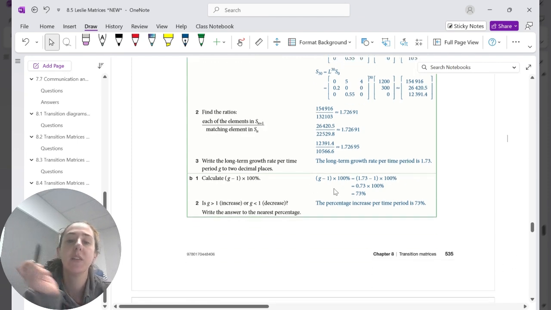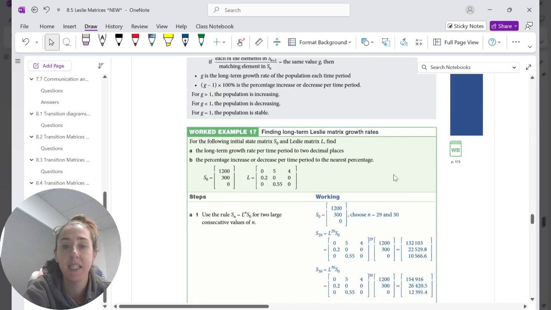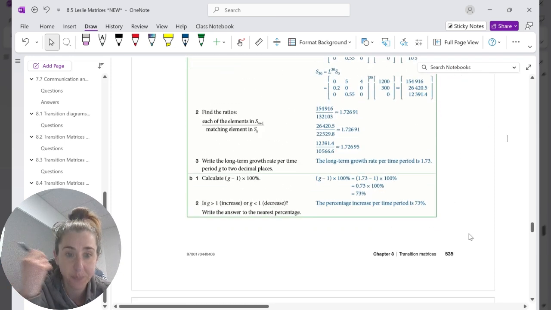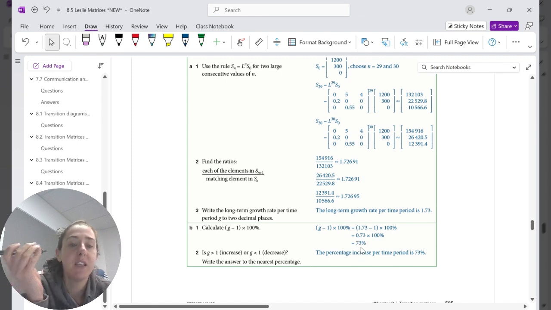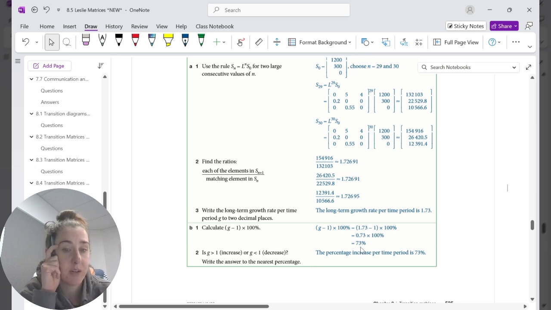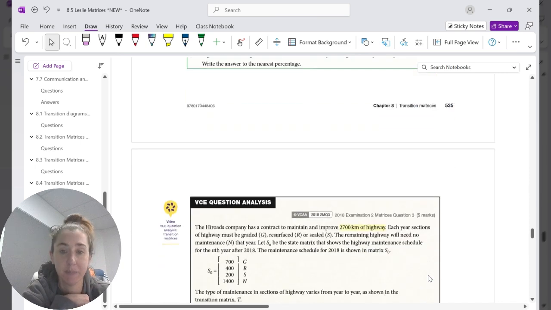Then we're going to calculate that as a percentage increase or decrease. So we take G, being this value here, which is 1.73. So 1.73 minus 1 times 100 gives us 73%. Because this value was greater than 1, we know we've got a percentage increase, and it's a 73% increase. So per time period, our population is increasing by 73%.